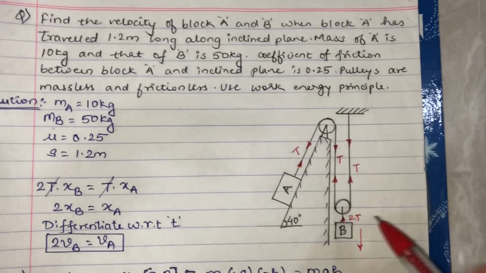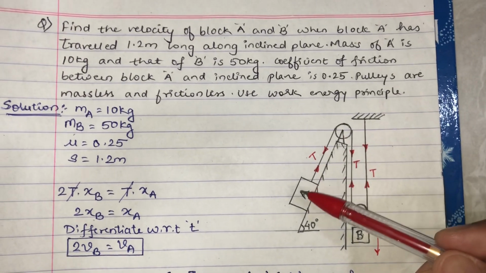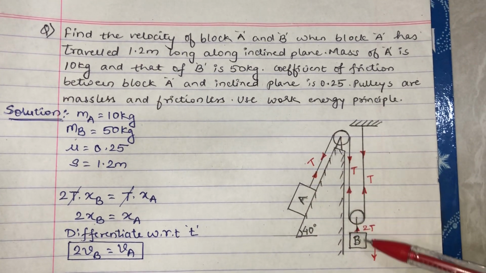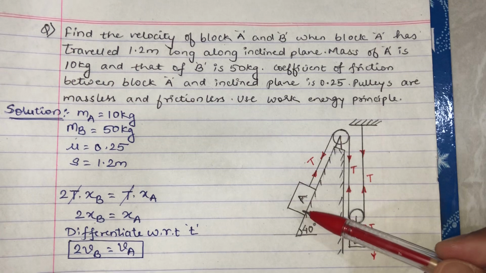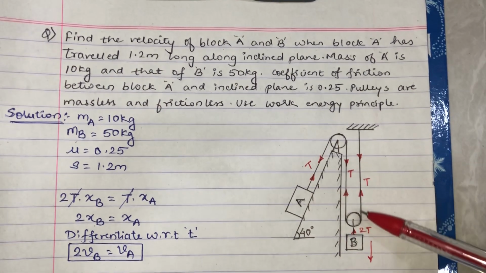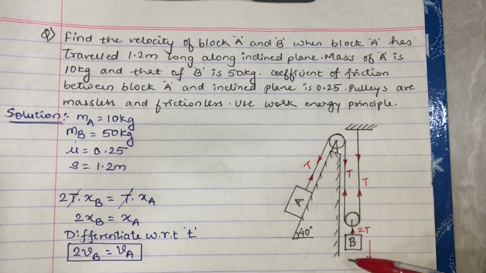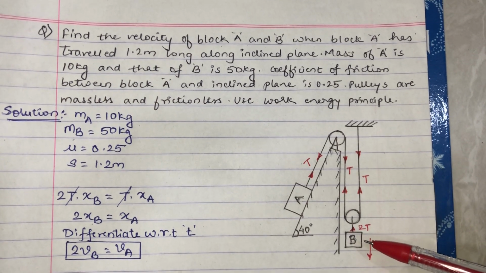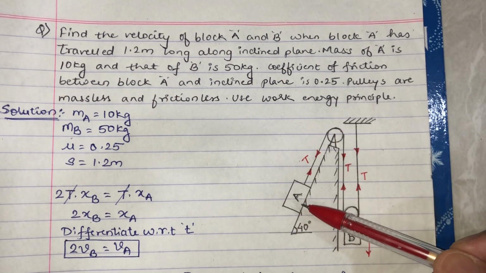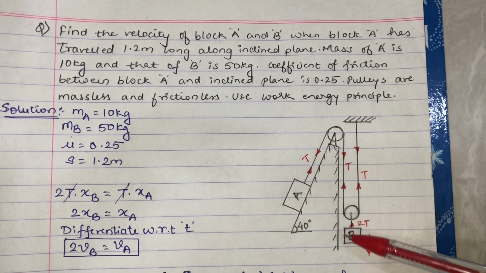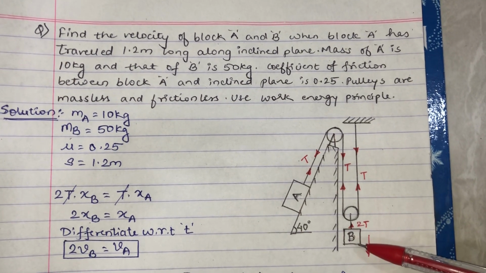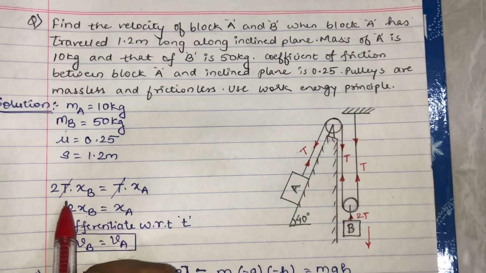Now have a look: if block A is moving in the upward direction, this will be coming downward. Whatever work done is happening here will be equivalent to the work done happening here. Once again repeating, the work done at point A will be equivalent to the work done at point B, or block B, and the same thing we have mentioned here.